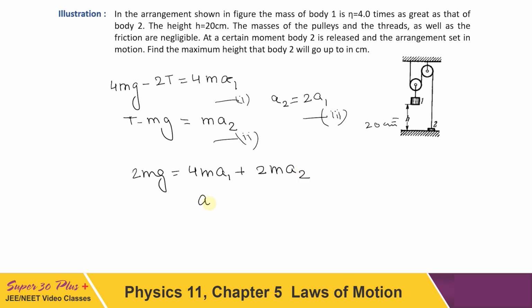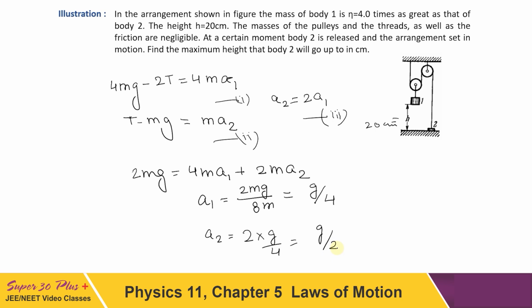From here, it can be written a1 is equal to 2 mg upon 8m. While writing this, I have used relation 3 as well, which is equal to g by 4. Similarly, a2 can be written as, this is twice of a1, so it will be 2 into g by 4, that is equal to g by 2. So this is the acceleration of block 1 and 2.